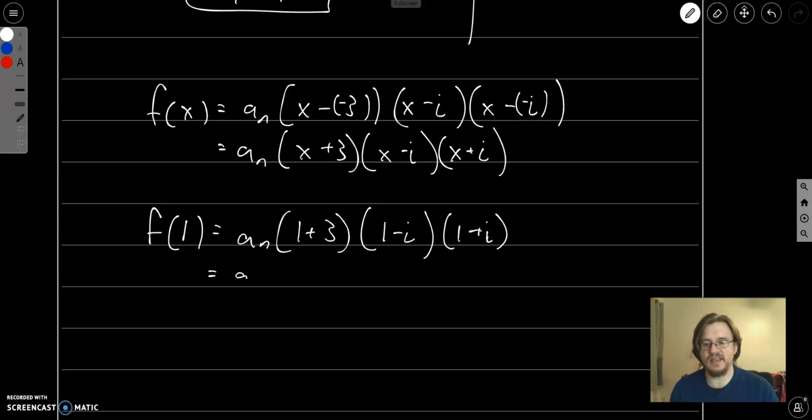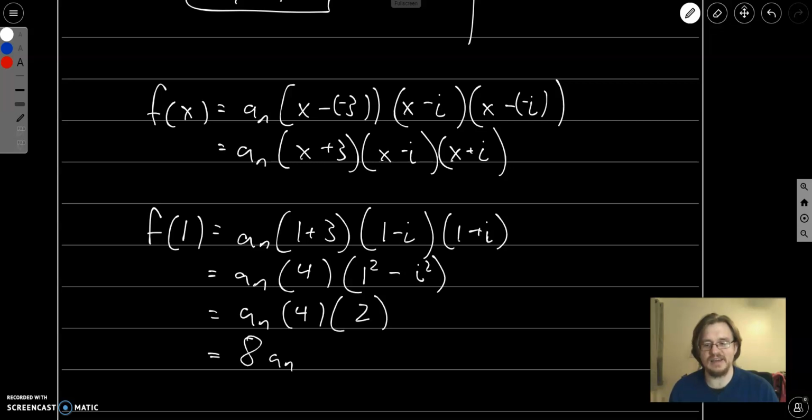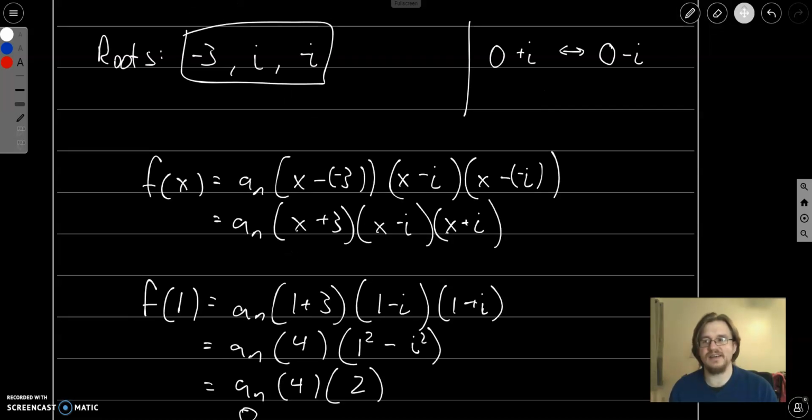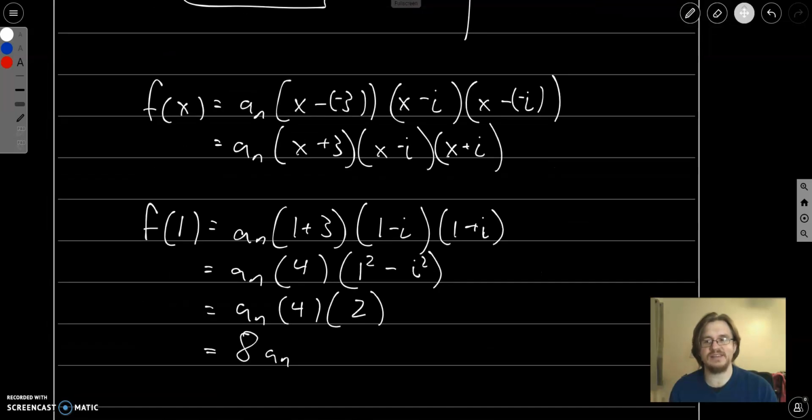Okay, so let's simplify this. This is a_n. This is 4. 1 minus i times 1 plus i is going to be 1 squared minus i squared. It's going to be a_n times 4. If I simplify this quickly, this is going to be 2. It's going to be 8 times a_n. But I know that f of 1 is going to be 8. So a_n has to be 1. And there you have it. My function is going to be this, with a_n equal to 1.